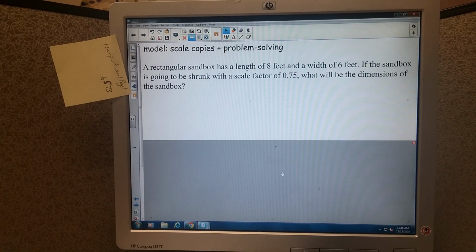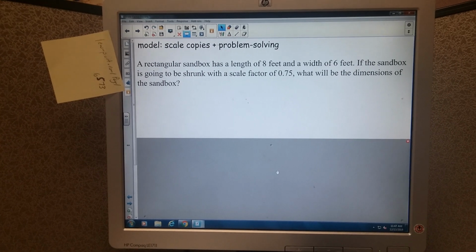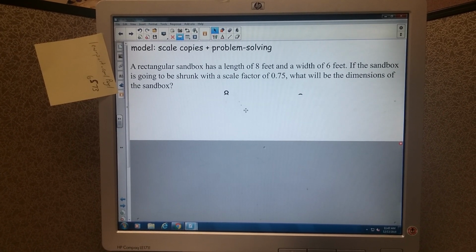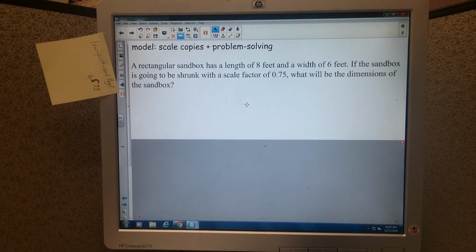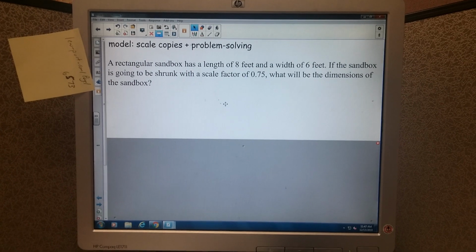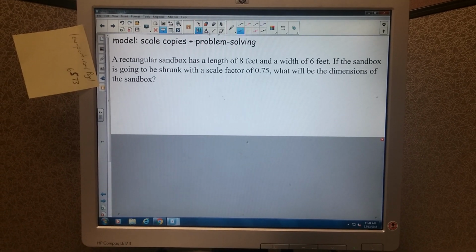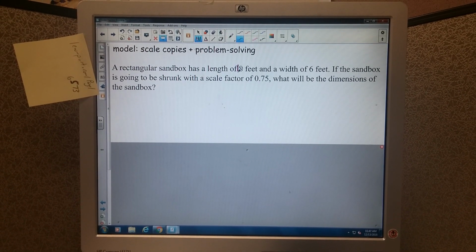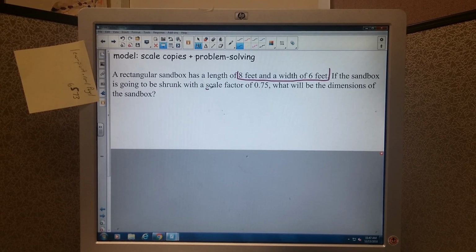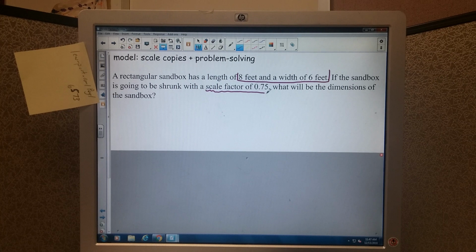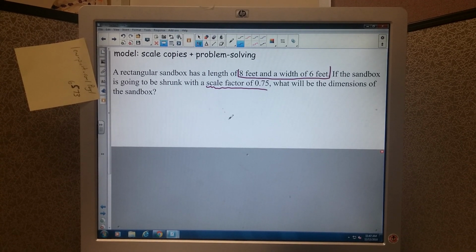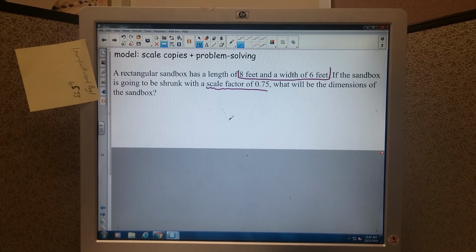Okay, couple examples here. The first one, a regular sandbox has a length of 8 feet and a width of 6 feet. So if the sandbox is going to be shrunk with a scale factor of 0.75, what will the dimensions of the sandbox be? So a couple key things here. First of all, I know the size of the original. It's 8 by 6. I know it's going to be shrunk with a scale factor of 0.75. So my new rectangle needs to be having sides that are smaller than 8 and 6.